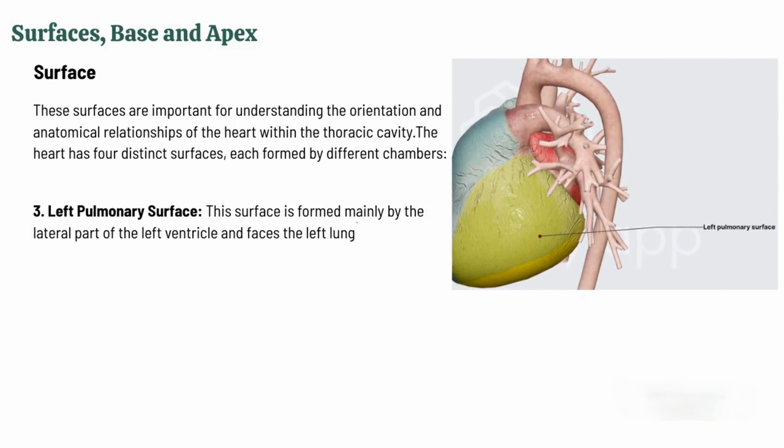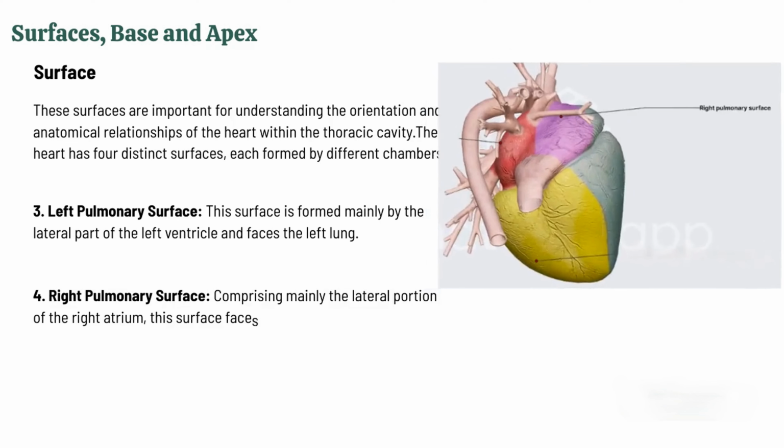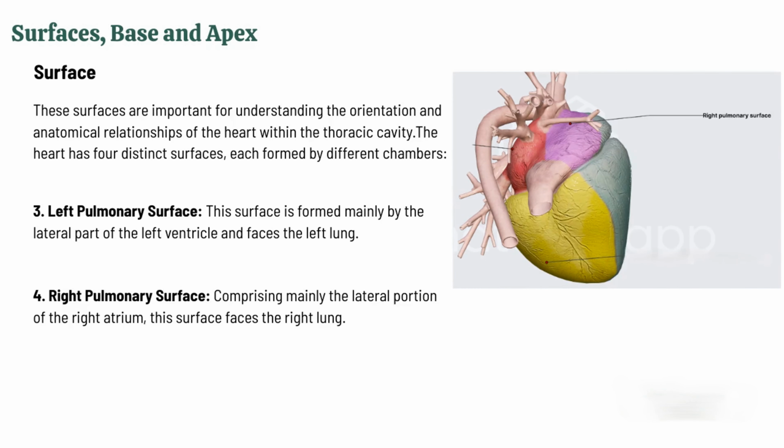3. Left pulmonary surface. This surface is formed mainly by the lateral part of the left ventricle and faces the left lung. 4. Right pulmonary surface. Comprising mainly the lateral portion of the right atrium, this surface faces the right lung.